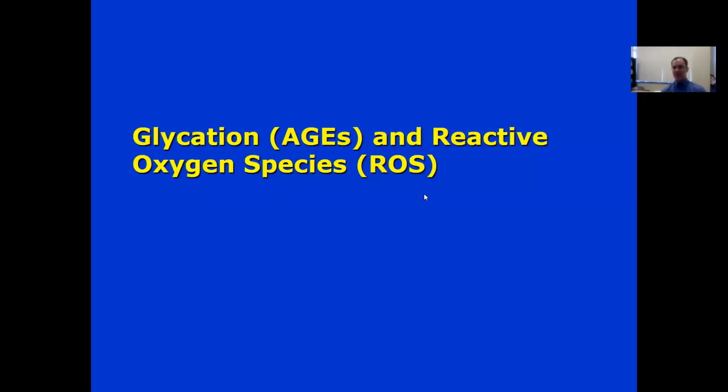All right, so the next section in lesson 5 is glycation and reactive oxygen species. This is going to be a very important part of this lesson that talks about the development of different AGEs, or advanced glycation end products, and reactive oxygen species that can lead to a lot of the tissue damage and diseases that we talked about in lesson number 4.